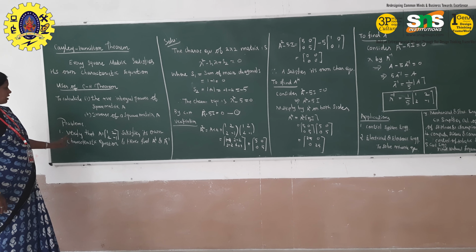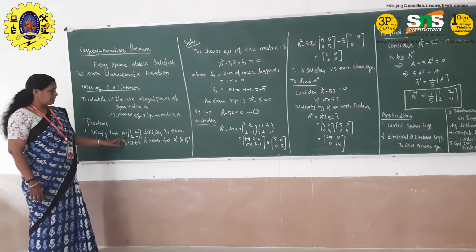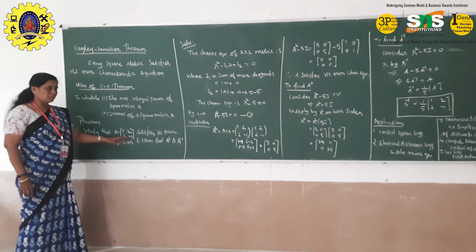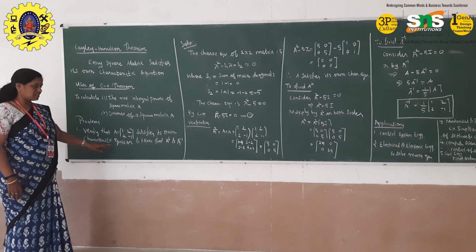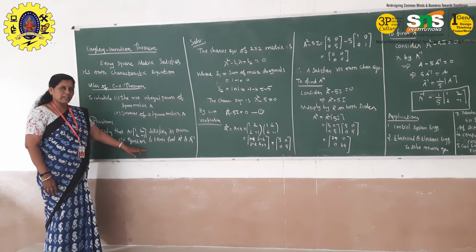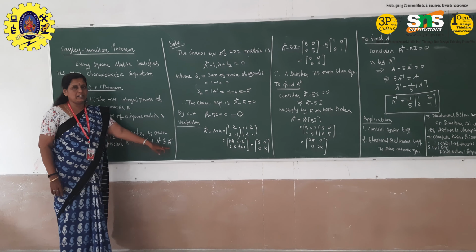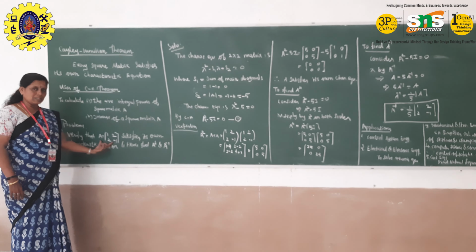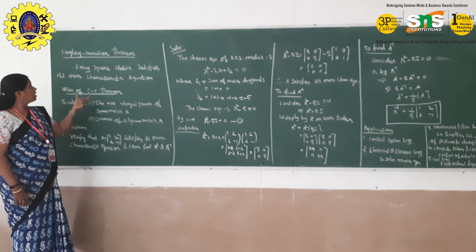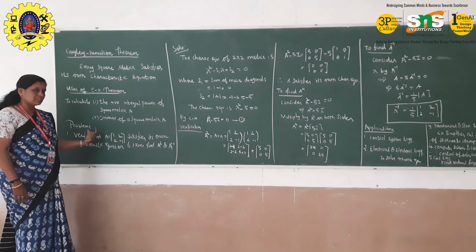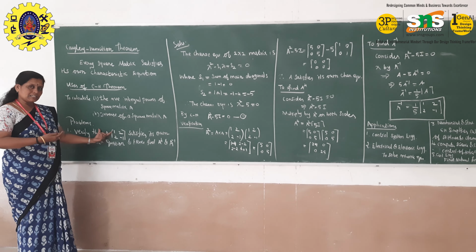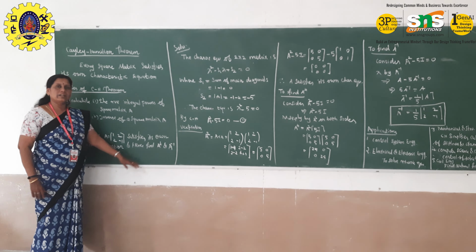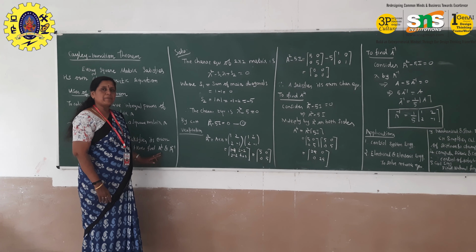Here we are going to verify that the given 2 by 2 matrix A, with rows 1, 2 and 2, minus 1, satisfies its own characteristic equation, and we are going to find its A power 4 and A inverse. The given matrix A is a square matrix. First we check the Cayley-Hamilton theorem, that is, whether it satisfies its own characteristic equation or not. After that we find its positive integral power A power 4 and its inverse A inverse.